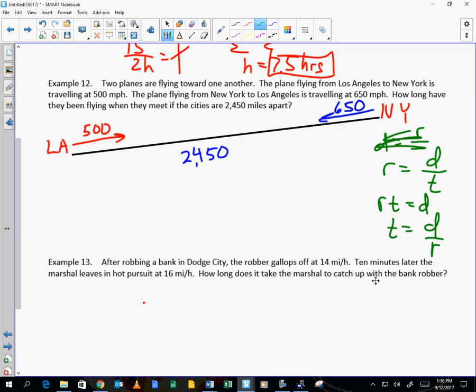So the time for the LA plane is going to be its distance. Do we know what distance it's flown? No. So we'll call that x, and we'll divide it by its rate. Do we know the rate? 500. And for this one, time is equal to, do we know its distance? What's that? We'll go y over 650. And if the times are the same, we should be able to set them equal to each other. So x over 500 is equal to y over 650.